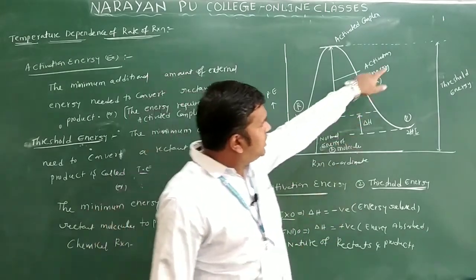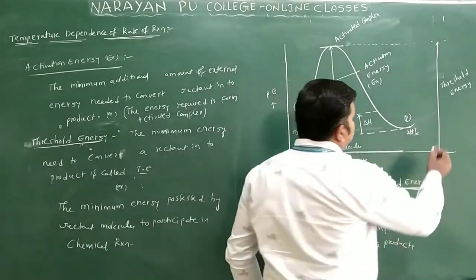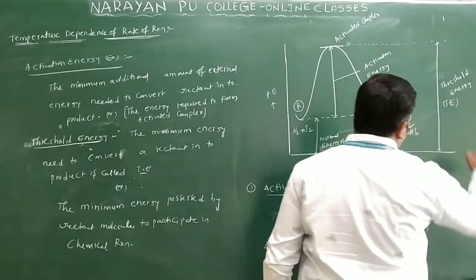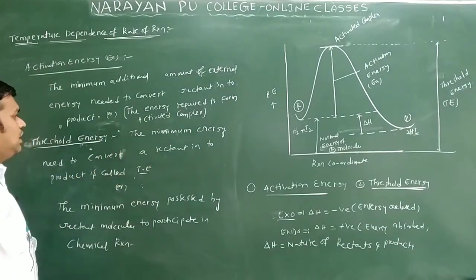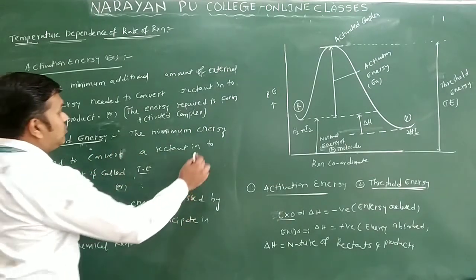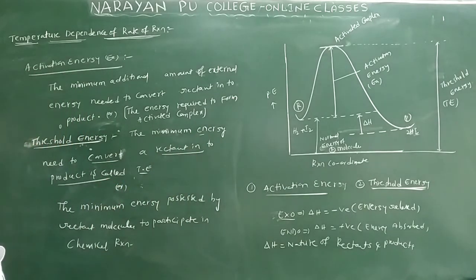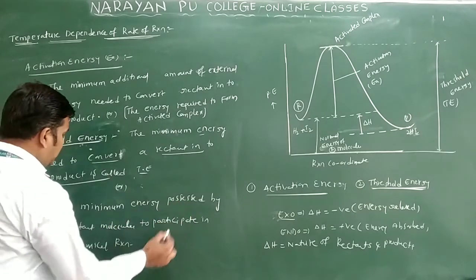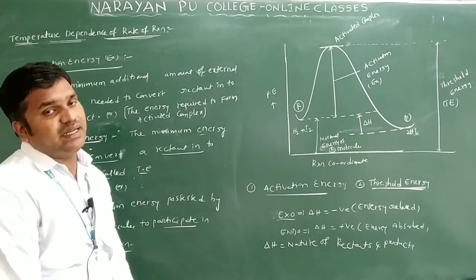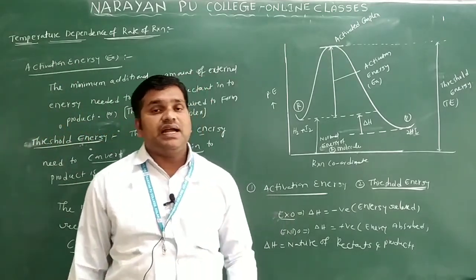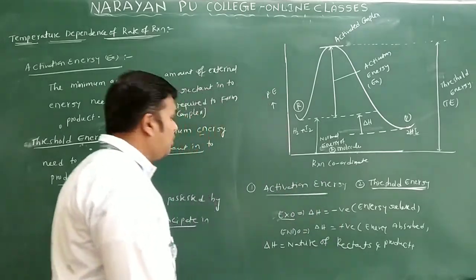Okay, so this difference you can see from the activated complex to the reaction coordinate. This is called threshold energy. This we are calling T. What is threshold energy? The minimum energy needed to convert reactant into product molecules. Or you can see one more definition: the minimum energy possessed by the reactant molecules to participate in a chemical reaction is called threshold energy.